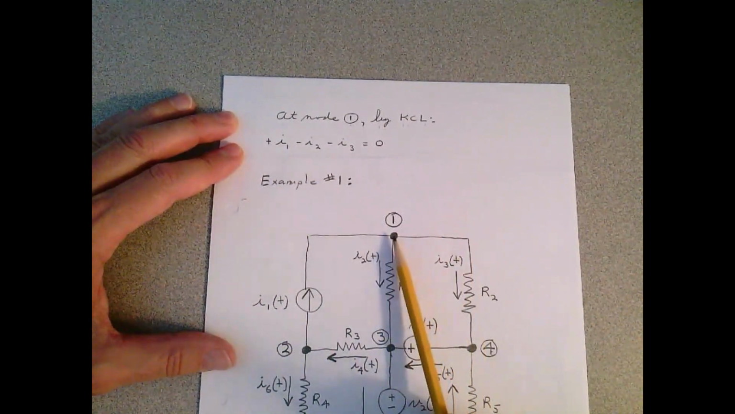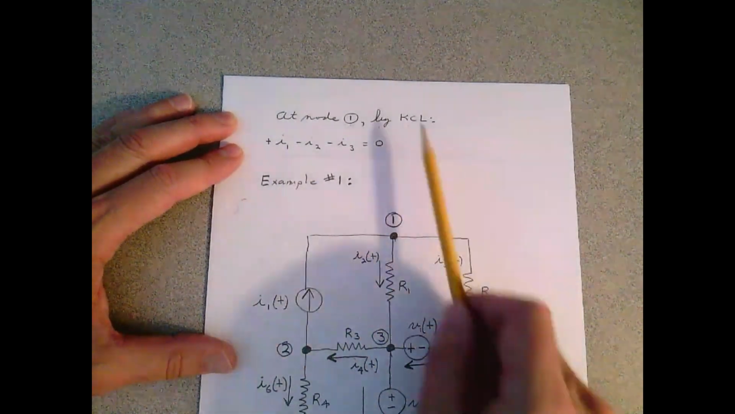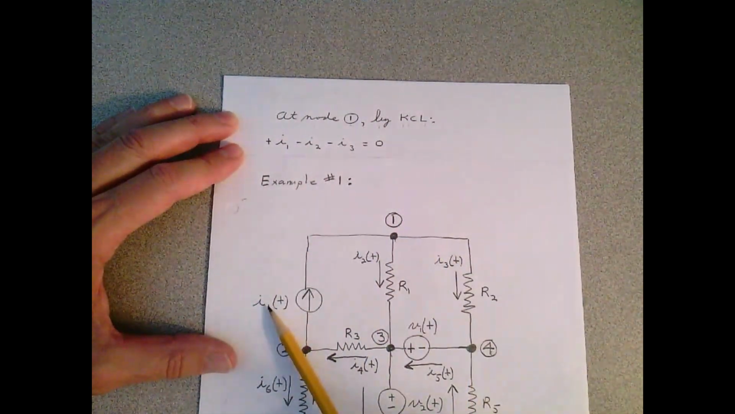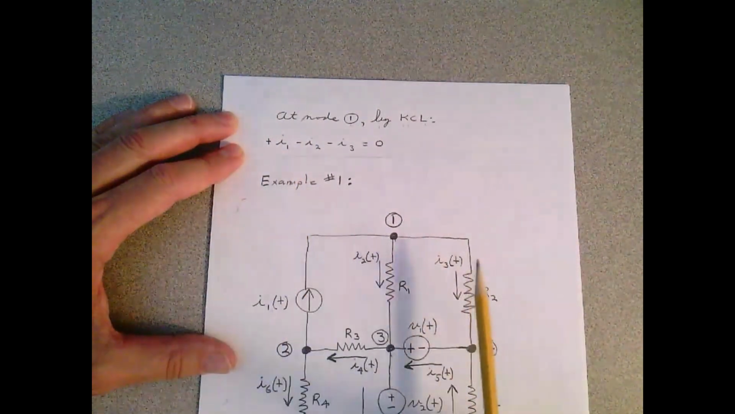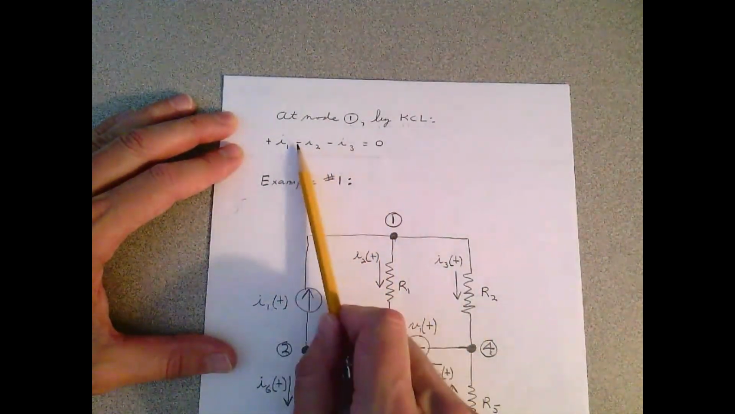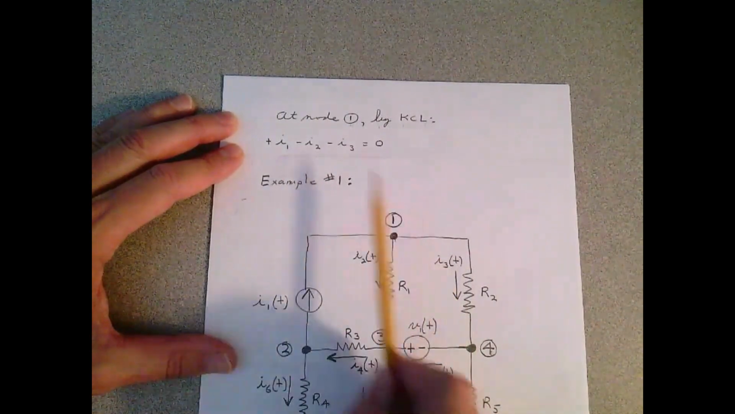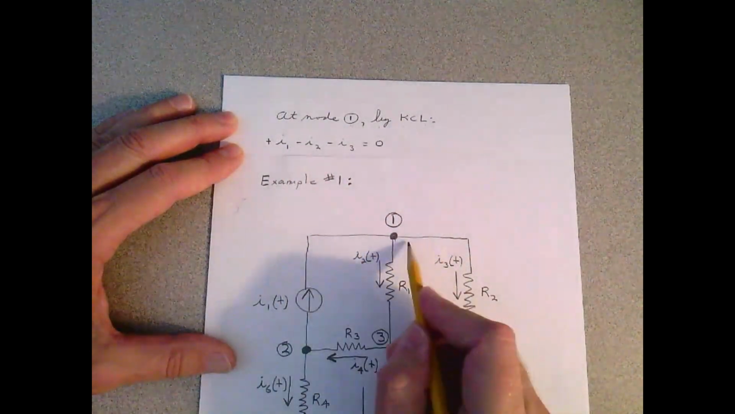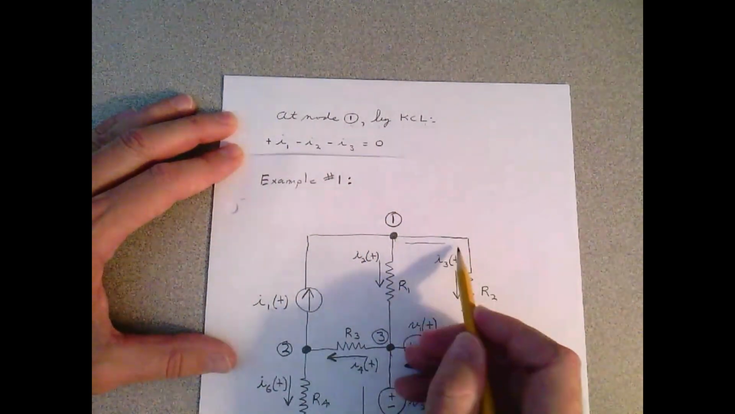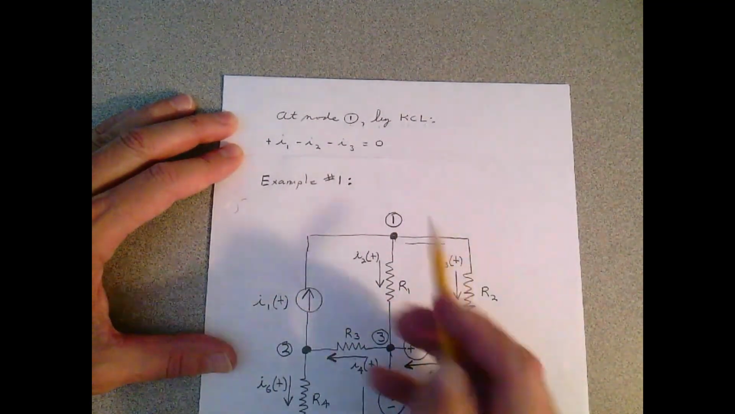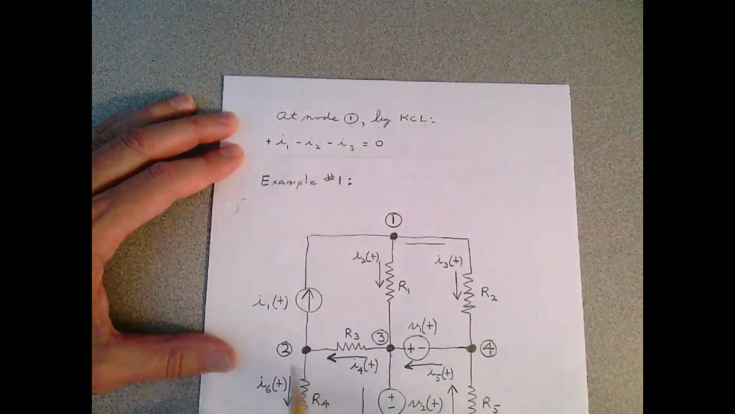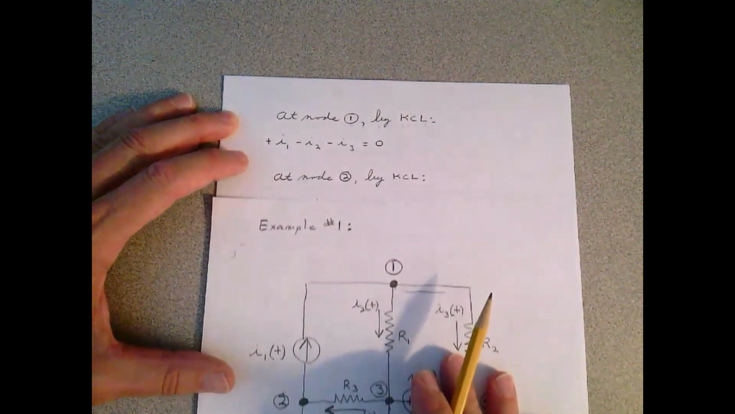So can you look here at node 1, by Kirchhoff's current law, and can you see a plus I1, minus I2, minus I3, because I3, don't forget, is leaving, and coming down through here, equals 0. Try node 2 on your own.